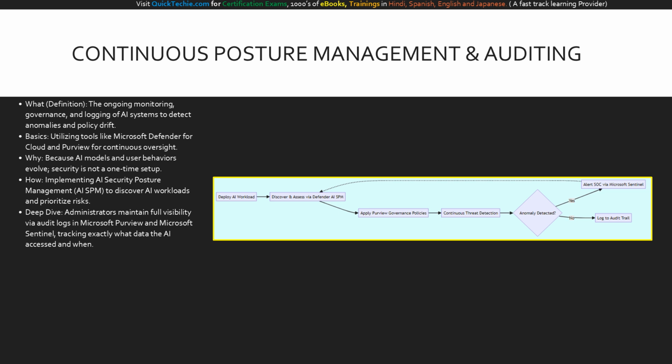Notice the dotted arrow looping back to the beginning. This demonstrates that security governance is an iterative, closed-loop process. Every detection refines the assessment, ensuring your AI security hardens and adapts over time.